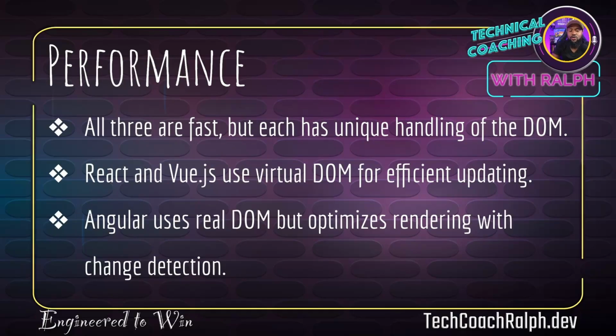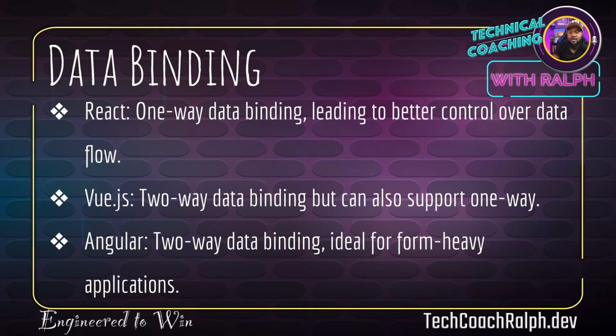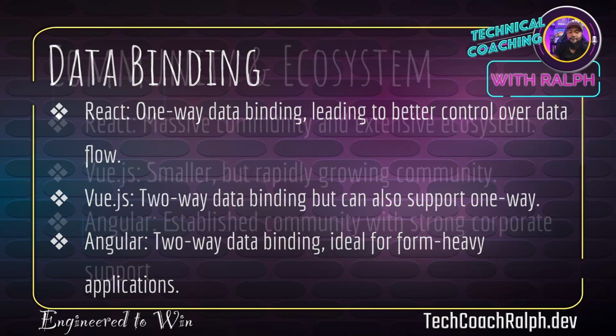What about the performance, right? All three are fast, but each has unique handling of the document object model, the DOM. React and Vue.js use virtual DOM for efficient updating. Angular uses a real DOM, but optimizes rendering with change detection. Data binding: React is one-way data binding, leading to better control over data flow. Vue.js has two-way data binding, but can also support one-way. And then Angular, two-way data binding, ideal for form-heavy applications. So if you have a lot of forms in your application, then you might want to go with Angular to be able to handle that the right way.